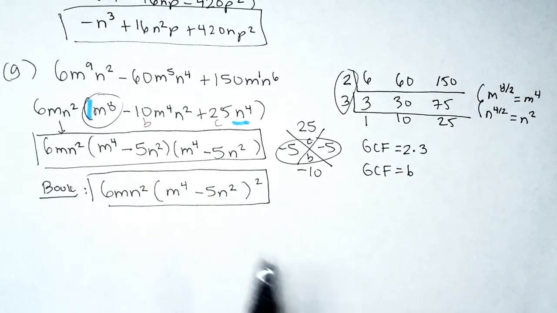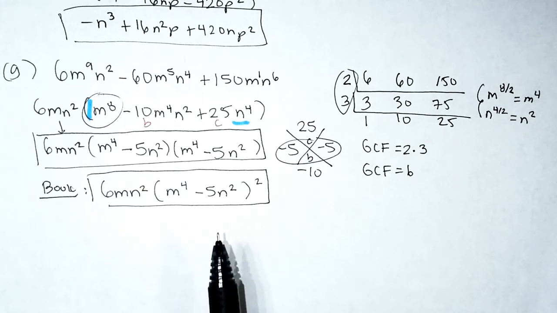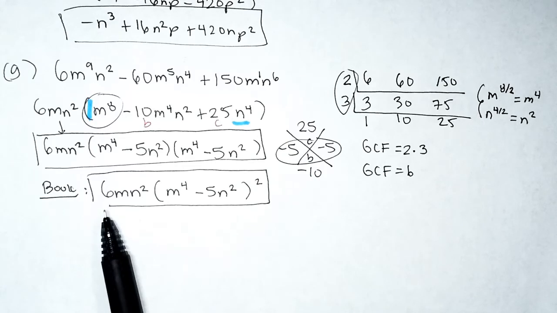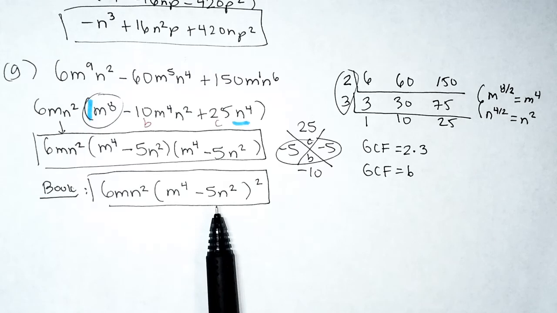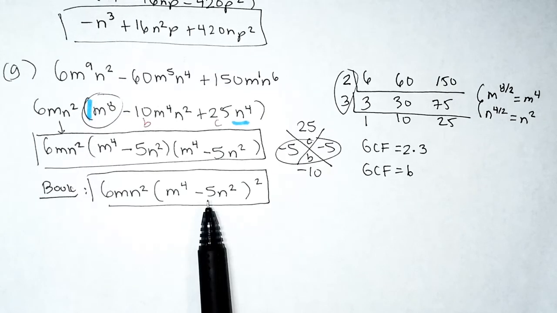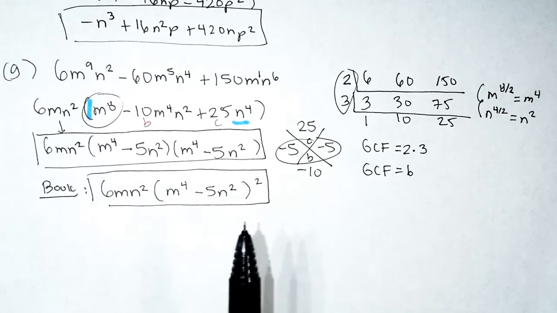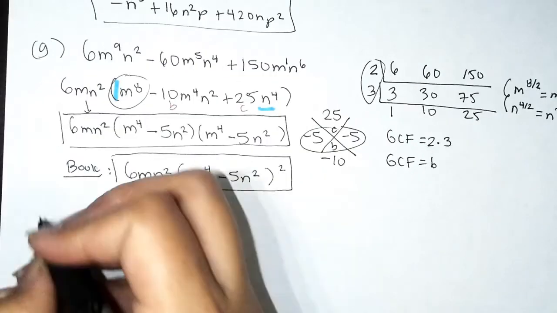If you're checking your answer against the book's answer key, this is the book's answer, and you want to ask yourself, is that my answer? Do I have a 6mn squared? Yeah. Oh man, we have some binomials. We got 2 of them. Do I have 2 of these? Yeah, I have 2 m to the 4th minus 5n squared. So I don't care how you give me the answer. It's personal choice. Okay, final problem of the day.